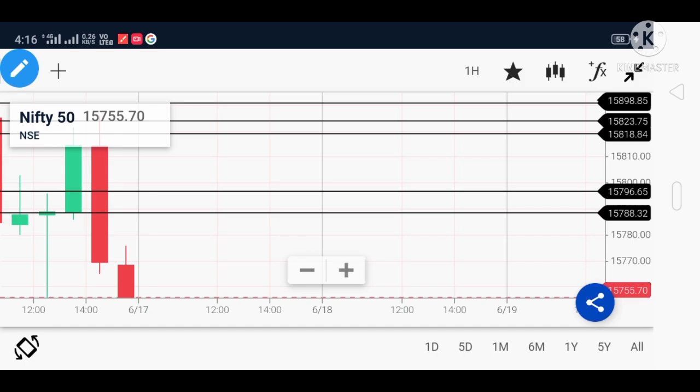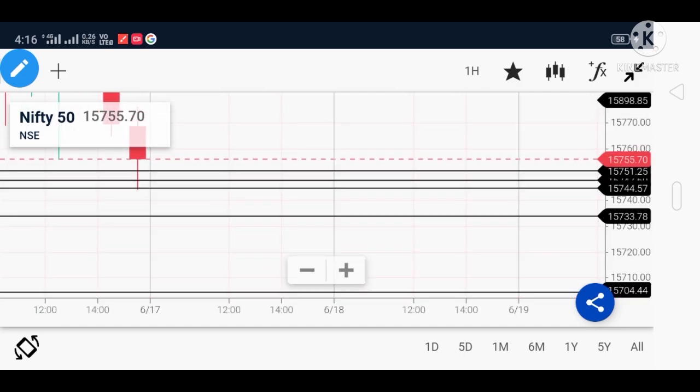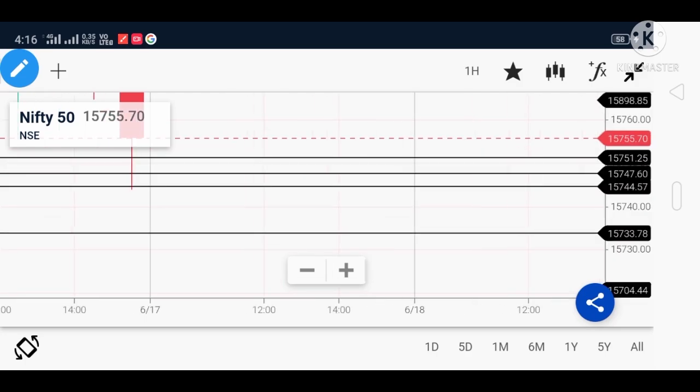Okay, so how much is the difference of these both 2? This is almost 8 points, right? It is less than 8, right? So we will keep this. Okay, now let's go downward. Here we can see lots of lines, right? We have 4 lines, right? 15751, 15747, 15744, and 15733.